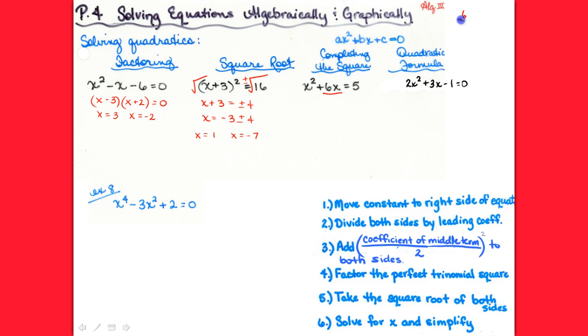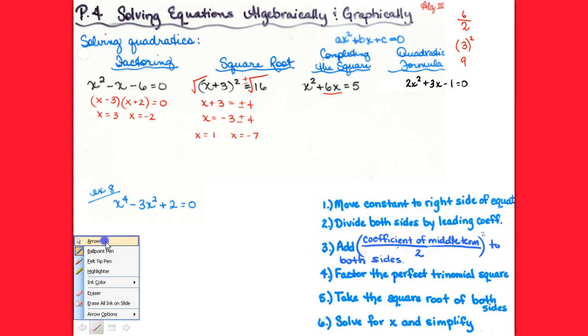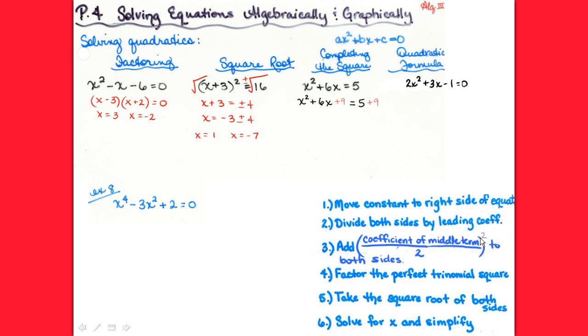So we're going to take that coefficient and cut it in half, so that would be 3. Then we're going to square that, which would be 9, and that's what we're going to add to both sides. So one more time, according to that formula, find your middle term, which was 6x. Take the coefficient, which was 6. So 6 cut in half would be 3, and 3 squared would be 9, and that's what I want to add to both sides.